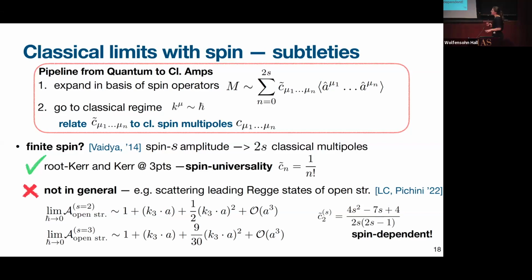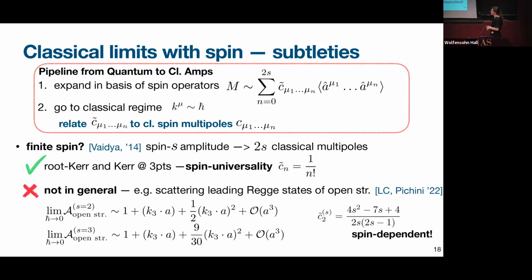And that seems to work for special cases, in particular for 3-point amplitudes for root Kerr and Kerr. It works because these coefficients, when you expand the quantum amplitude in the spin operator basis, are not spin dependent. So you can read off the classical amplitude multipoles directly. But that's not a general statement. In fact, we can find an example.